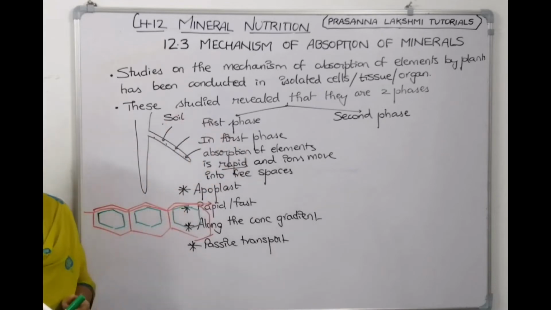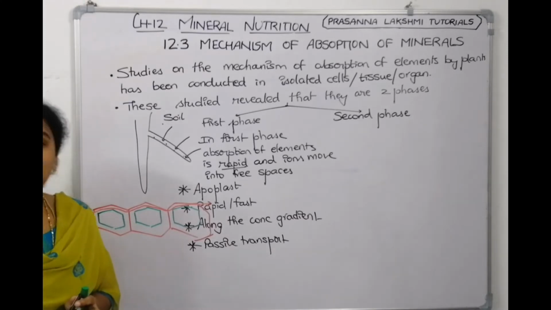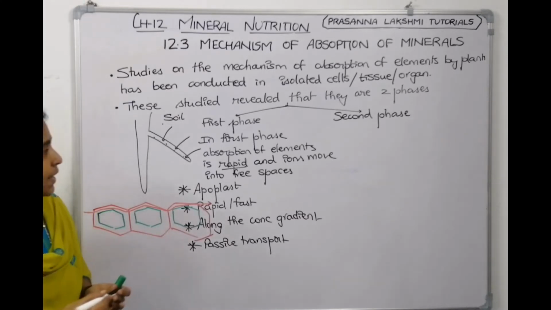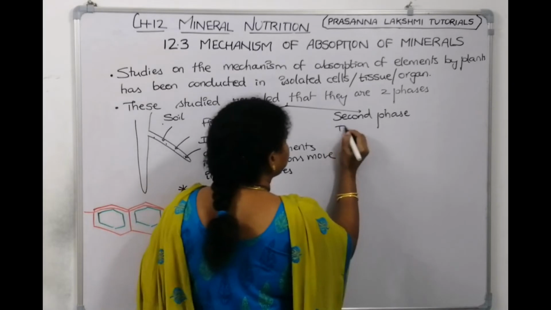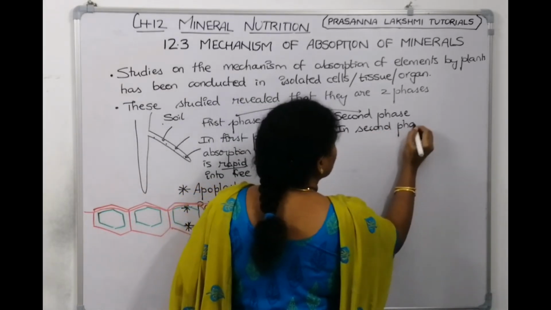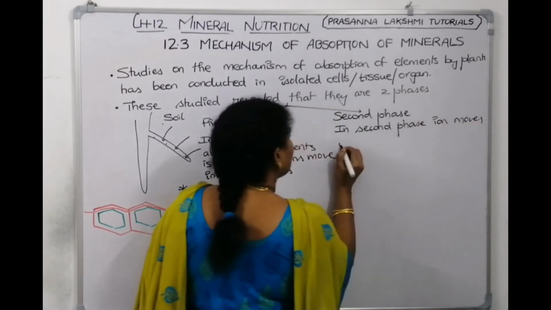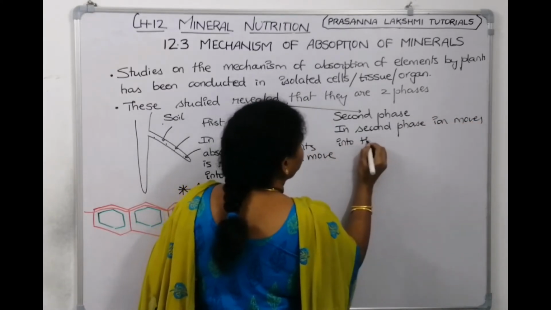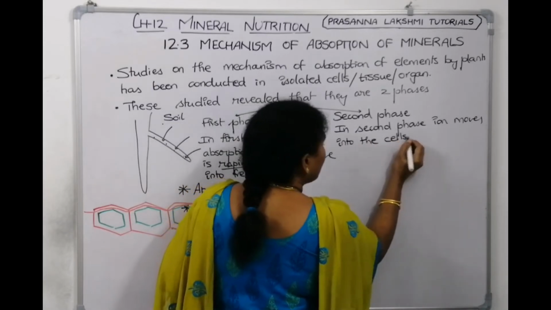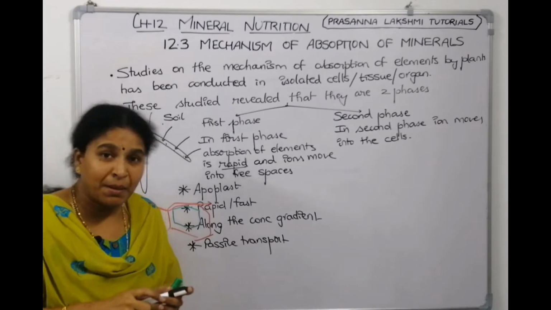Now let us talk about the second phase. In the second phase, the ions will move into the cells. They will cross the cell membrane. In NCERT, they have given the second phase: ions move into the cells. If they have to enter into the cell, it means they have to cross the membrane, right?